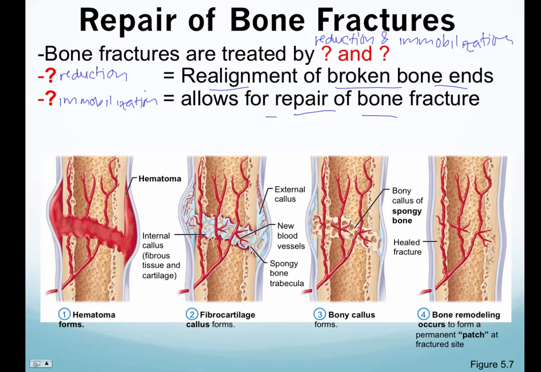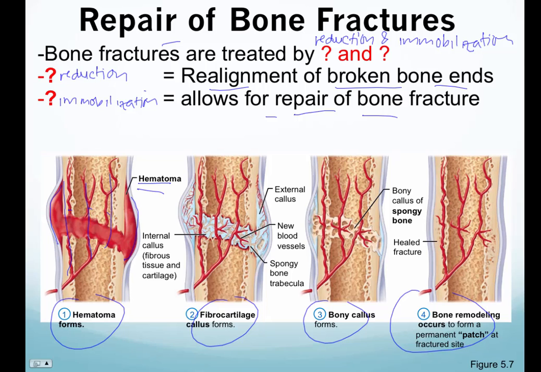Now this idea of repairing bone fractures occurs in 4 different steps. These 4 different steps you do need to know for your exam number 2. The first thing is hematoma forms. Here's our arterial supply, and of course we have all of those vessels feeding through our osteons. Anytime our bone breaks, what happens? Well, you rupture these vessel supplies, and what happens? Blood leaks through. And so in effect, this leakage of blood forms a hematoma.